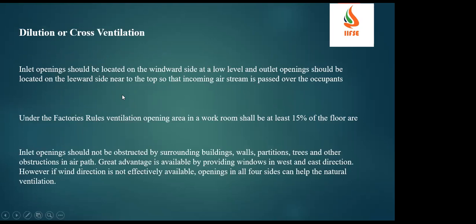Now we'll see dilution or cross ventilation. The inlet opening should be located on the windward side at a low level, and the outlet opening should be located on the leeward side near the top. So here we'll get confused. I'll just draw a picture. It is about, if we assume it is a room.